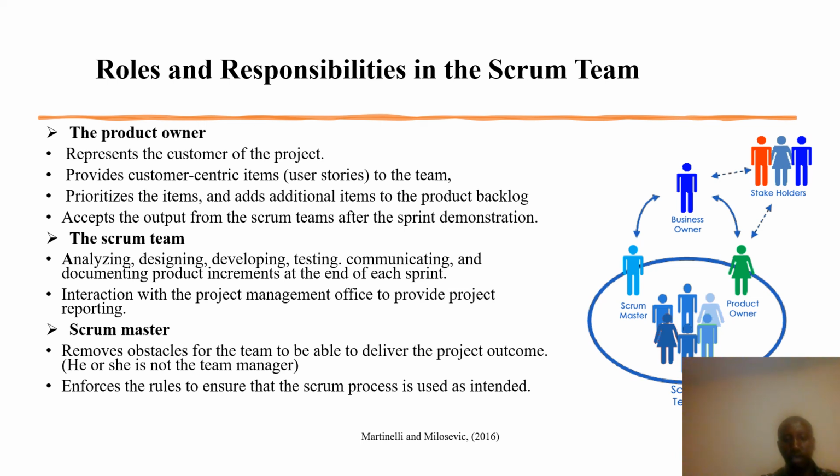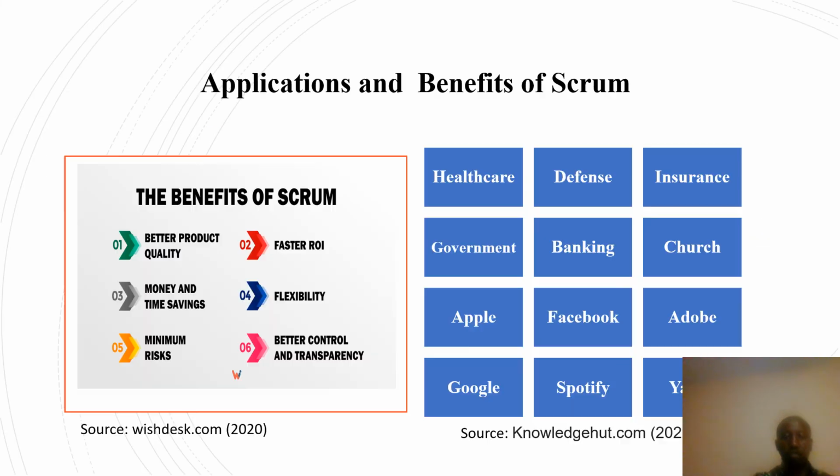The Scrum Master is in charge to remove obstacles for the team to be able to deliver the project outcome. He is not the team manager. And he also enforces the rules to ensure that the Scrum process is used as intended.